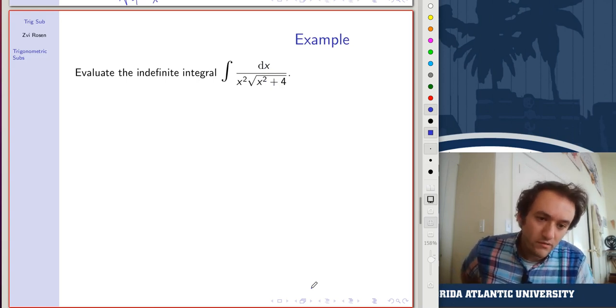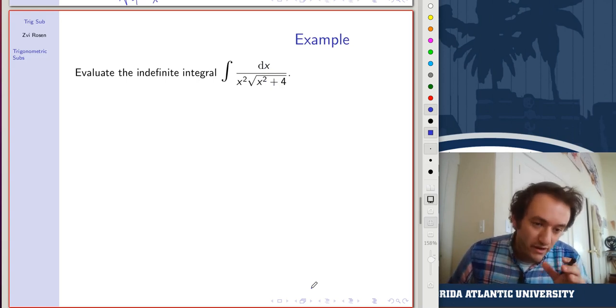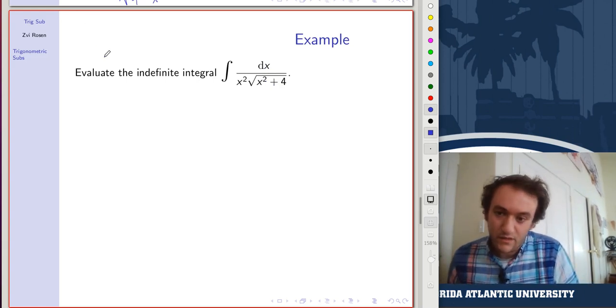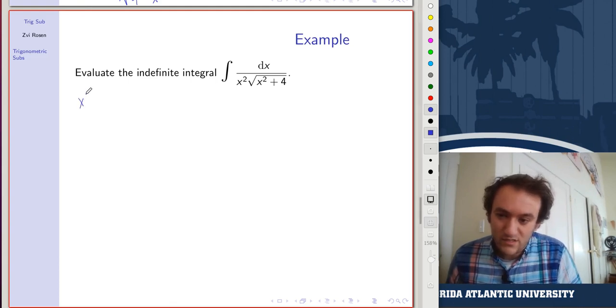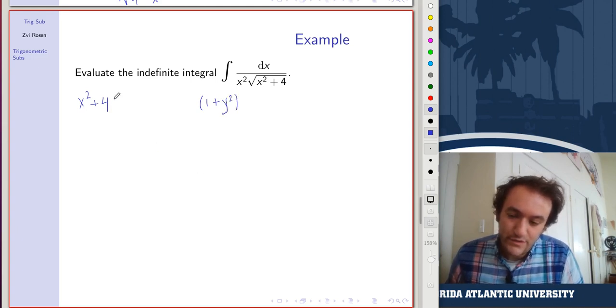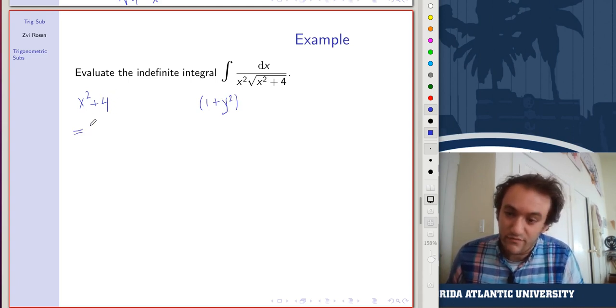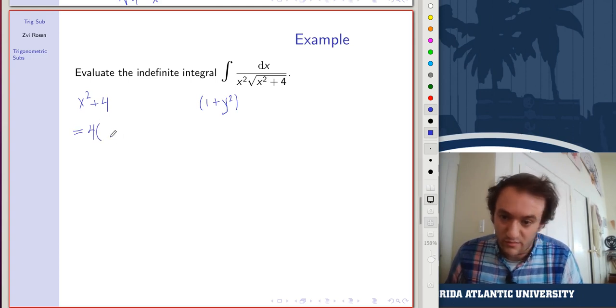Okay, here's one more practice where, again, we have a substitution which will require us to play with the constants a little bit. So here it's x squared plus 4. So we know it's going to be related to, we want it to look like 1 plus something squared. Let's call it y squared. So the first thing we do is we turn the constant into 1. So let's factor out our 4 and switch the order of the terms for our convenience. So 4 times 1 plus x squared over 4.